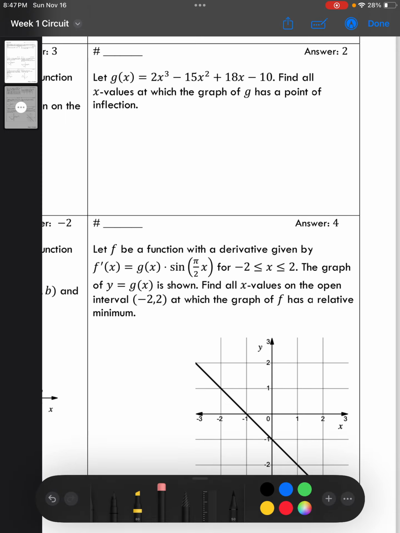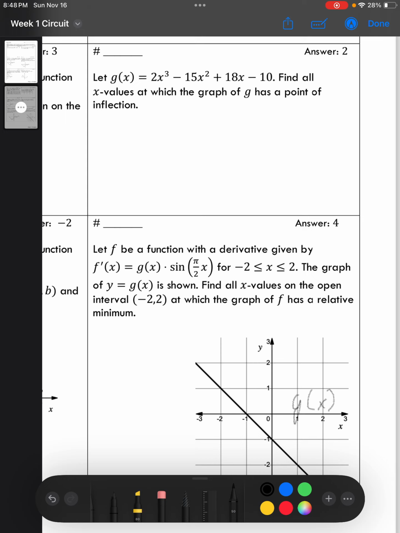Here, okay. So f is the function with derivative given by g of x times sine of pi by 2x. The graph of y equals g of x is shown. Find all values on the open interval -2, 2 at which the graph of f has a relative minimum. So this is f prime, and the graph of g of x is shown here. So we need to find where f has a relative minimum.